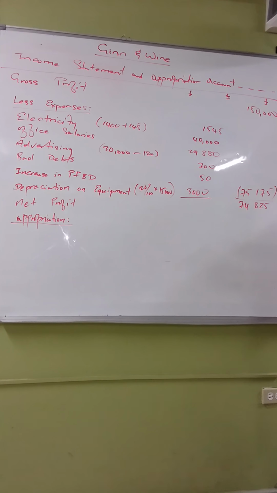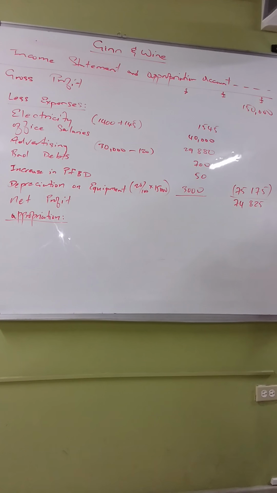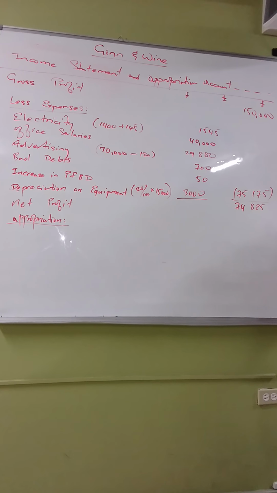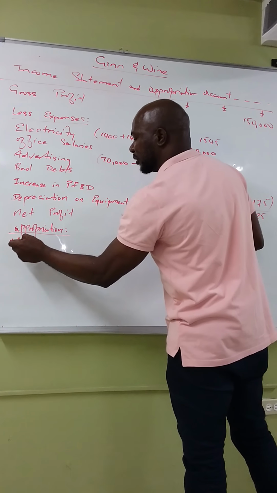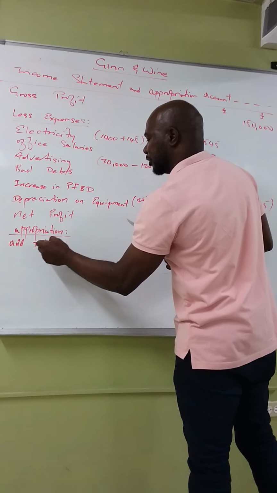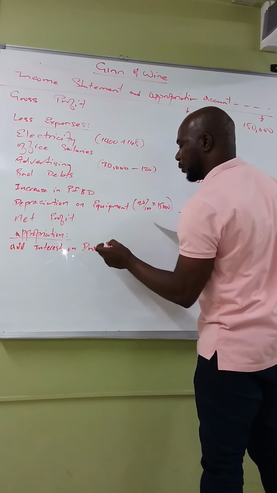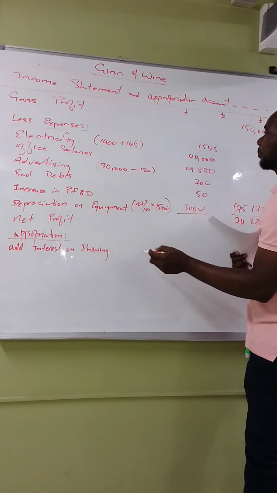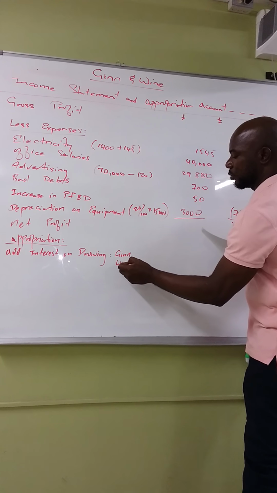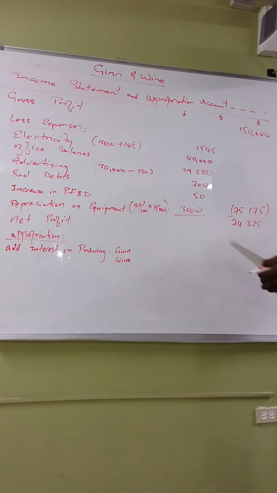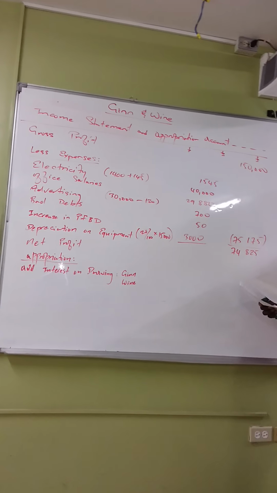Now what do we do first as it relates to the appropriation? We need to look to see if there's any interest on drawings. Now based on this question, was there any interest on drawings? Yes. What do we do with interest on drawings? We add interest on drawings. And remember, who are the partners? Gin and Wine. Both of them would have had drawings, and they're paying interest on drawings of 5%.